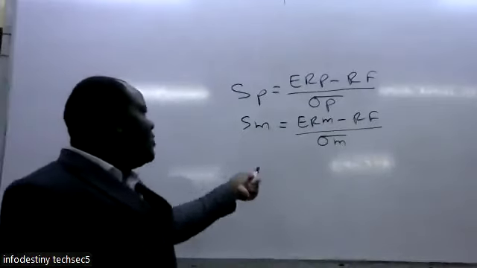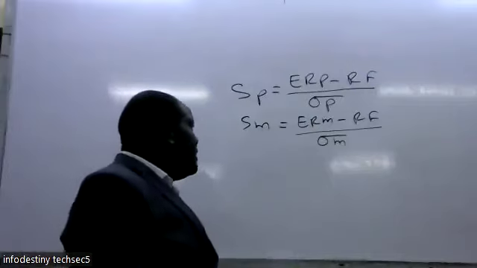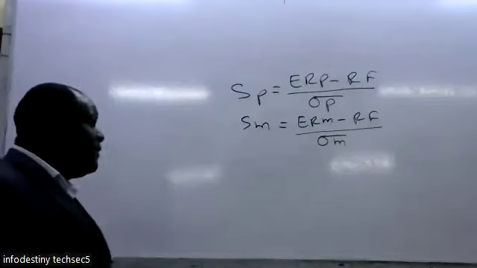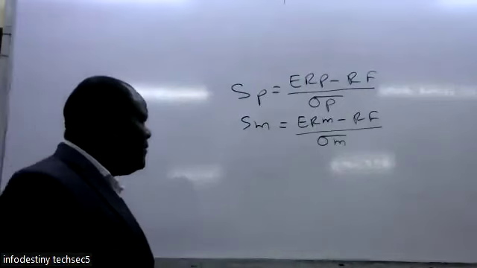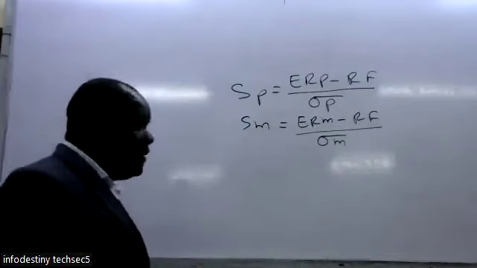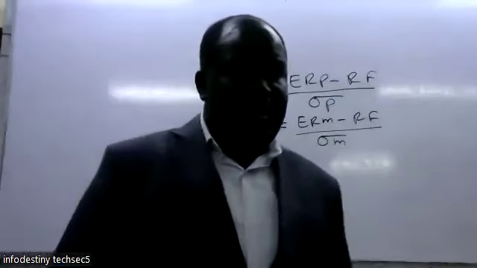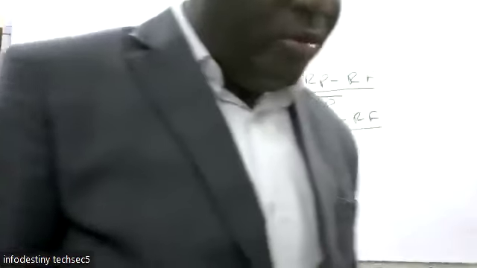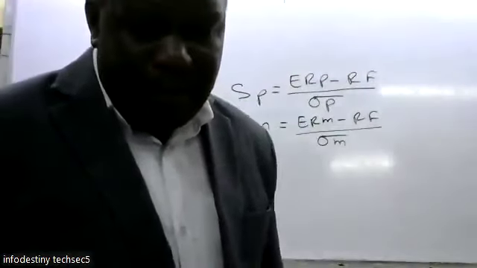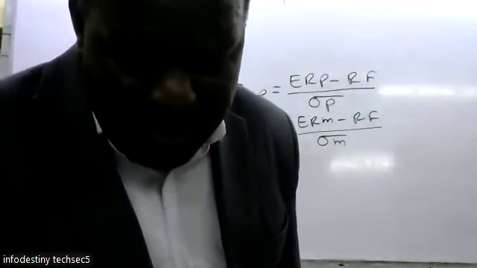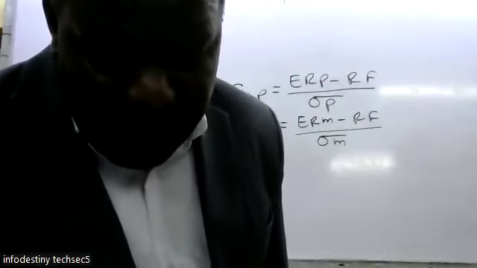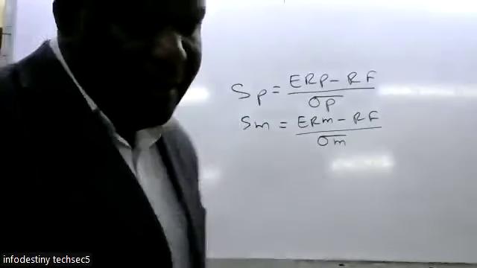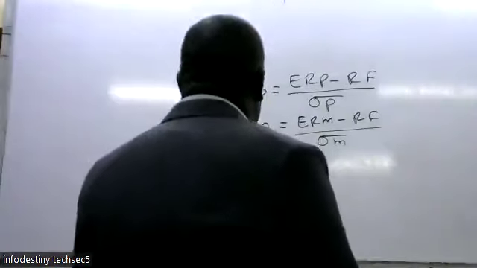So when you want to get the Sharpe for the market, simply get the expected return for the market, subtract the risk-free rate, and divide by the standard deviation of the market. Then we also comment that the final decision will be made as follows.